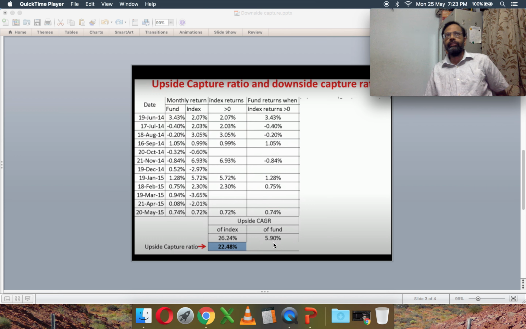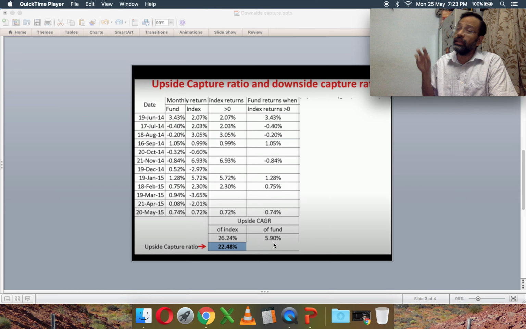I have a video called How Mutual Funds Manage to Beat the Benchmark, and in that I would have shown you how upside capture is really not relevant over the long term. It's only the downside capture, the exact opposite of this, which results in alpha generation. If you want, you can go have a look at that video.